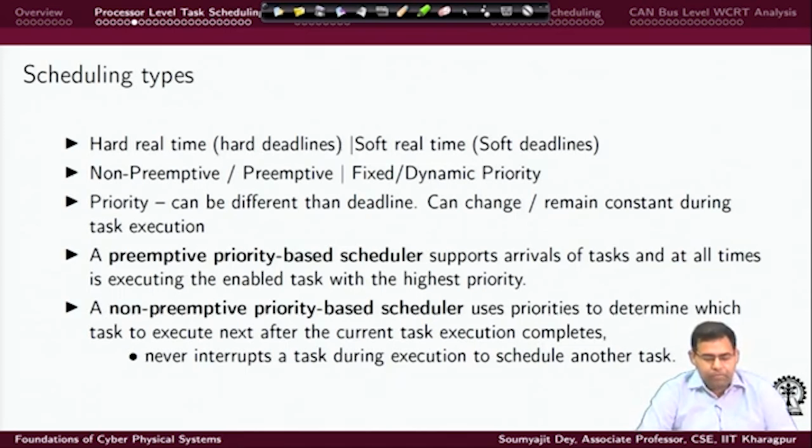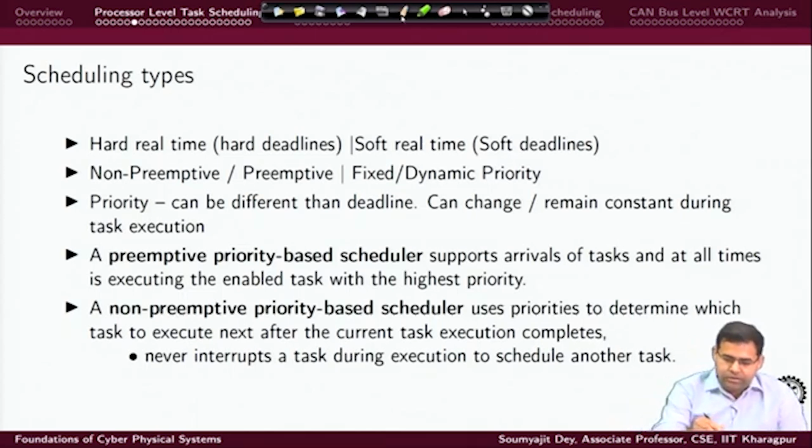We can have a preemptive priority based scheduler. A preemptive priority based scheduler will support arrival of tasks at all times, right. So, you have periodic tasks which are arriving, and at any point of time you are looking at which task has the highest priority. Let us say you suddenly get a task inside your system which has priority more than whatever task is currently executing. You will preempt that currently executing task, and you will just execute this new task.